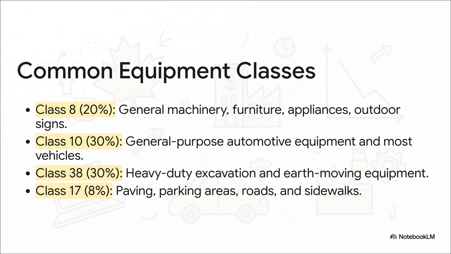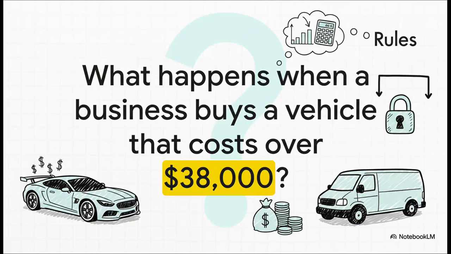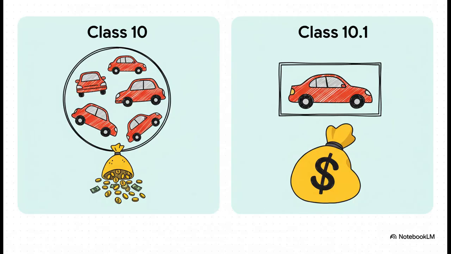This brings us to a very, very common question in tax planning. What happens when a business buys a more expensive car? To prevent massive write-offs on what it considers to be luxury vehicles, the government has created a special set of rules just for this situation. And the solution is a special category, Class 10.1. Now, it shares the same 30% rate as regular Class 10 vehicles, but that's where the similarities end. The rules are totally different.